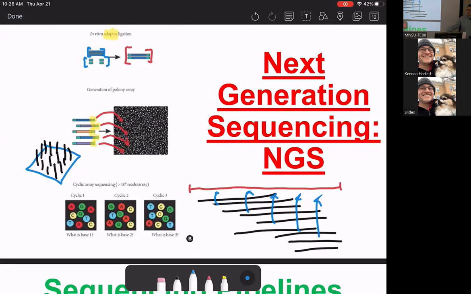If you need to know the changes, say you treat a tumor with a drug, what mutated in response? You don't know what mutated, right? You've got to turn to something big like this. You've got to know everything that changed. You can't Sanger the whole genome. This, you can tell everything.